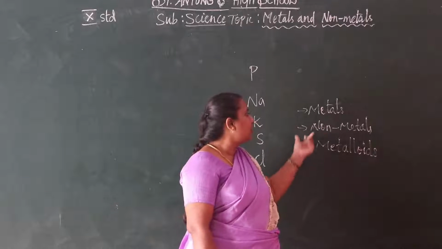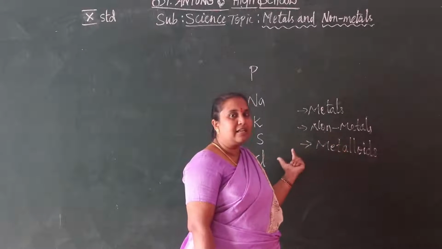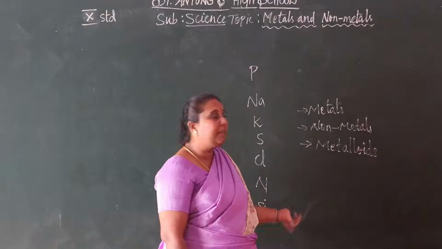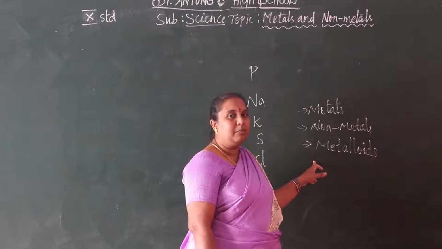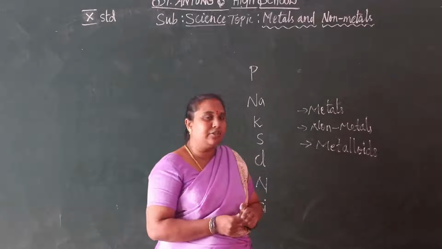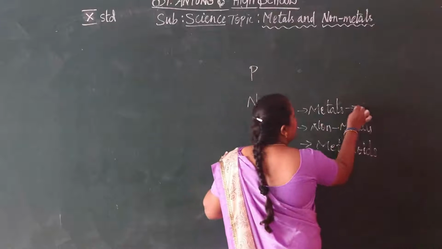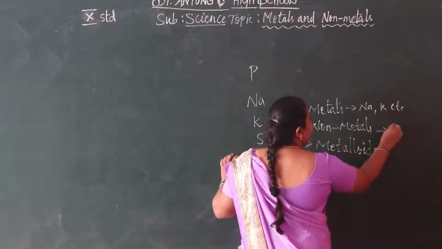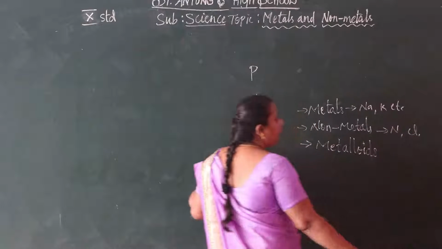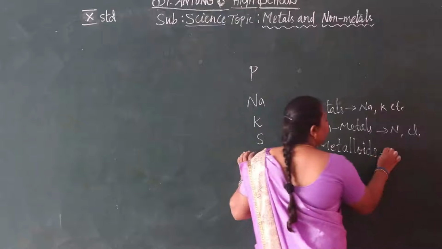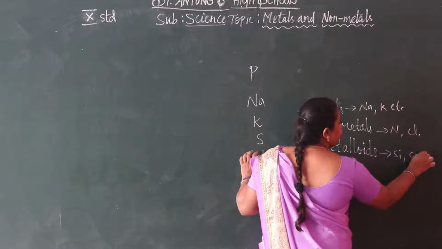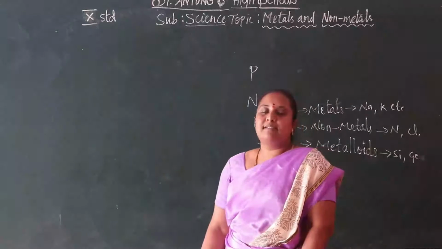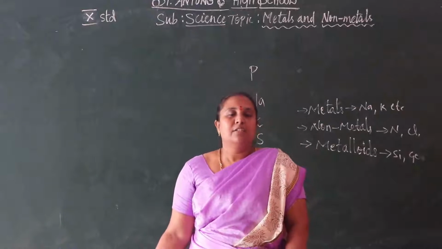If the element shows properties of non-metals, we can say it is a non-metal. If the element shows both the properties of metals and non-metals, we can say it is a metalloid. Understood? Examples of metals: sodium, potassium, etc. Non-metals: nitrogen, chlorine. Metalloids: silicon, germanium and arsenic. So you know the examples now.